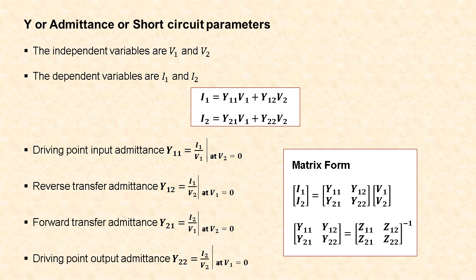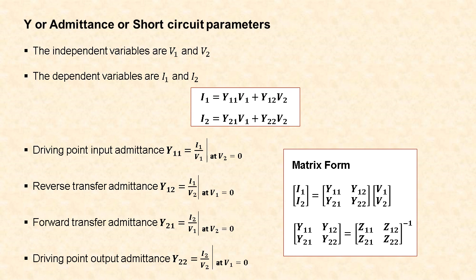Similarly, Y12 is called the short circuited reverse transfer admittance and it is given by I1 by V2 at V1 equal to 0. And Y21 is called the short circuited forward transfer admittance and it is given by I2 by V1 at V2 equal to 0. And Y22 is called the short circuited driving point output admittance and it is given by I2 by V2 at V1 equal to 0. The matrix form of the network equation is shown here.